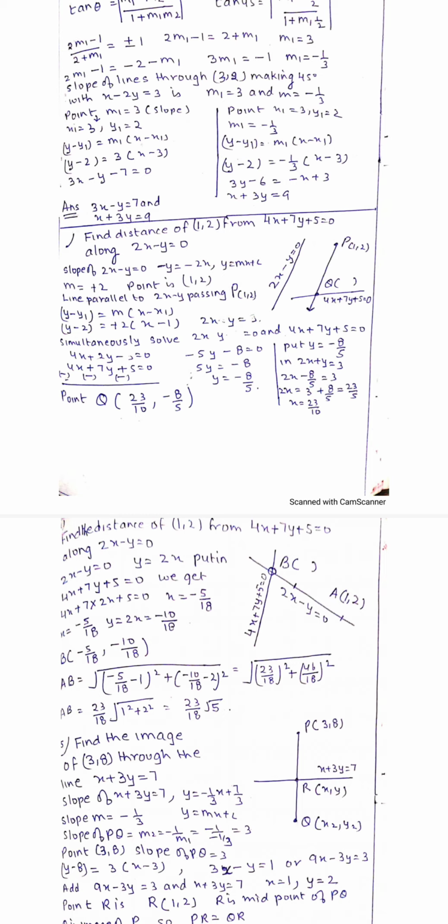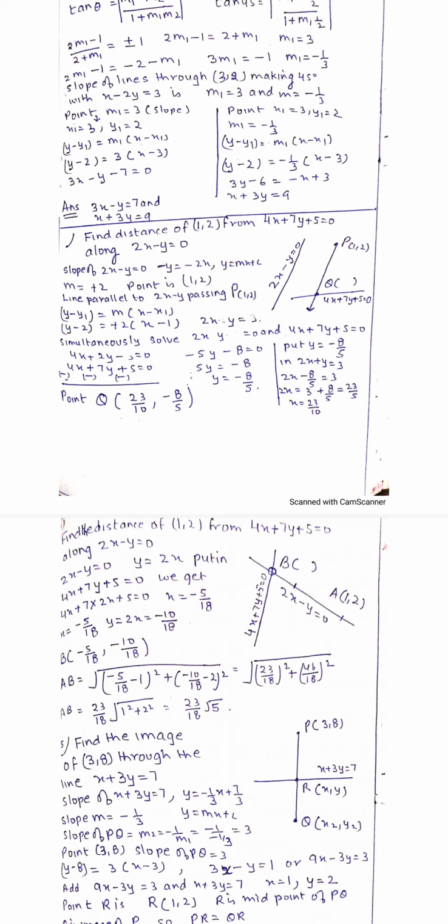Now simultaneously solve 2x - y = 0 and 4x + 7y + 5 = 0. Simultaneously solving, we get the point Q. You can see the point Q in the figure. The line 2x - y = 0 and the parallel line is PQ. So point Q will be found by simultaneously solving the two lines.